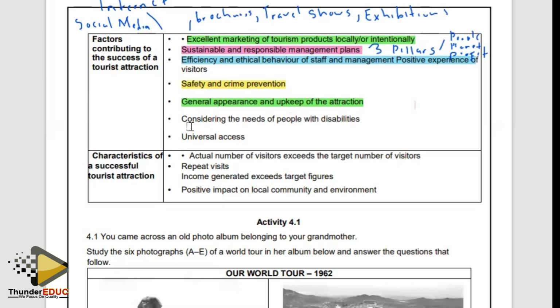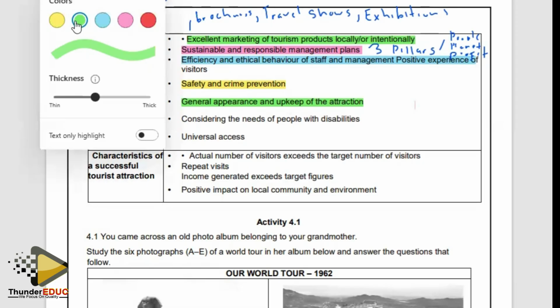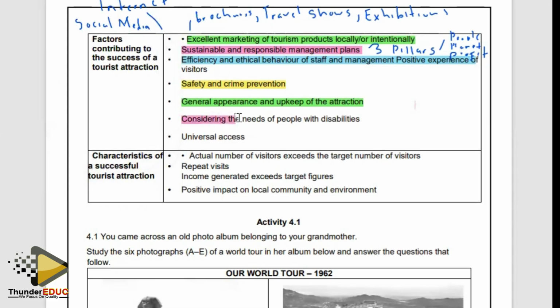The next factor is considering the needs of people with disabilities. Tourism businesses should also bear in mind that there are some tourists who might be having disabilities. So they are equally as important as people who do not have disabilities. So when you are designing tourist attractions, you must make sure that you also cater for the handicapped, for people who are visually impaired, people who are wheelchair bound, so that you can accommodate everyone. So that actually boosts the success of an attraction.